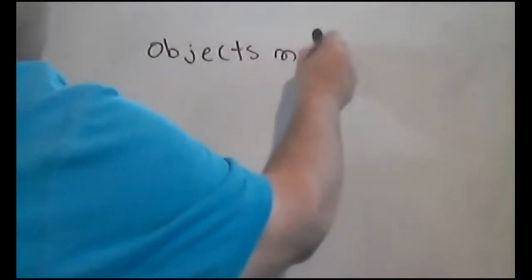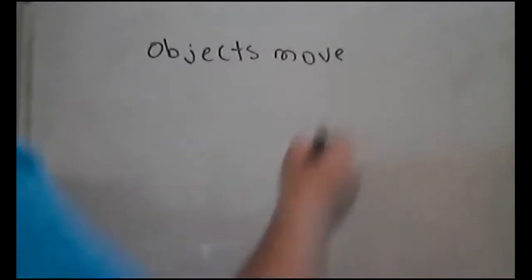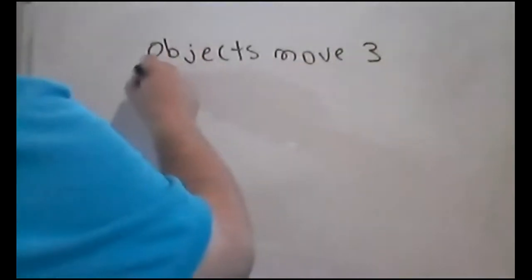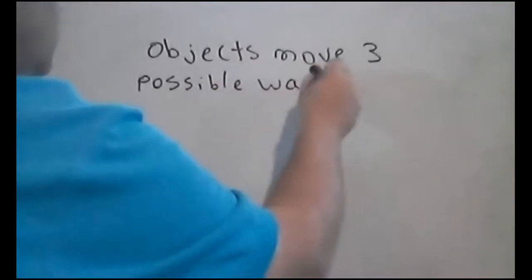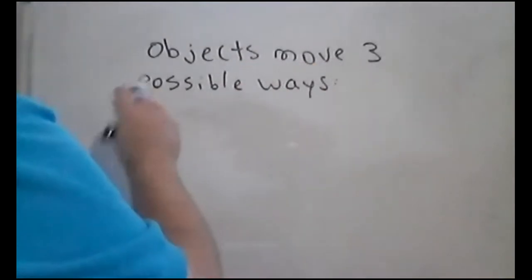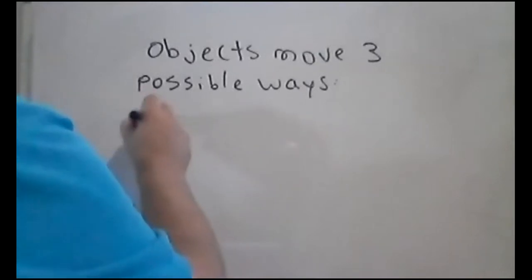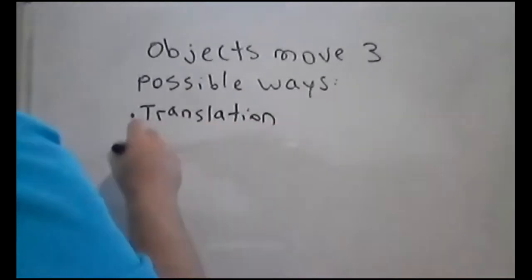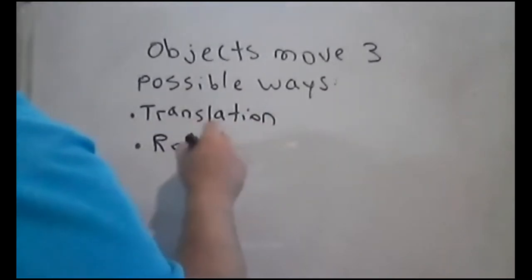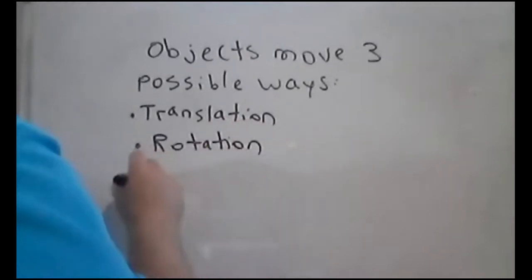as I've said a few times in this class, objects move three possible ways. I mean, we're studying mechanics, talking about the motion of objects. Objects move three possible ways. That is translation, rotation, and oscillation.